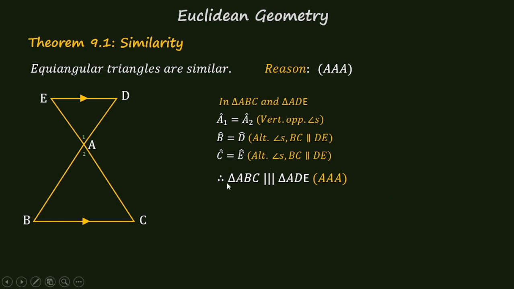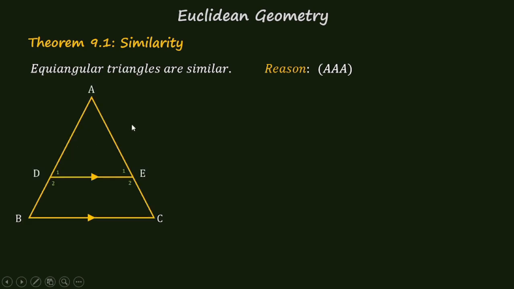Now, because of this similarity, we can also express these sides as equal ratios. So we can actually write AB over AD, AC over AE, and BC over DE. These are the ratios that we can express. So let's say we are given triangle ABC, where DE is parallel to the third side BC. We are given D1, D2, E1, E2.